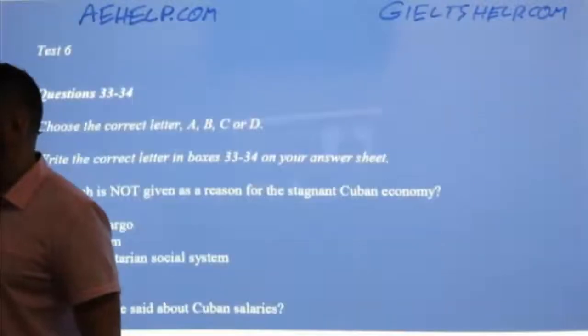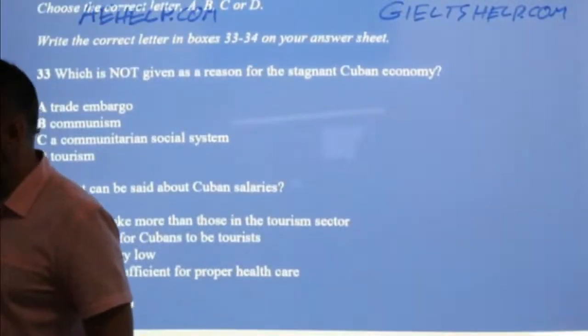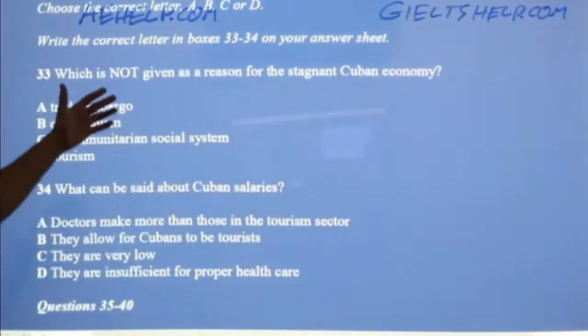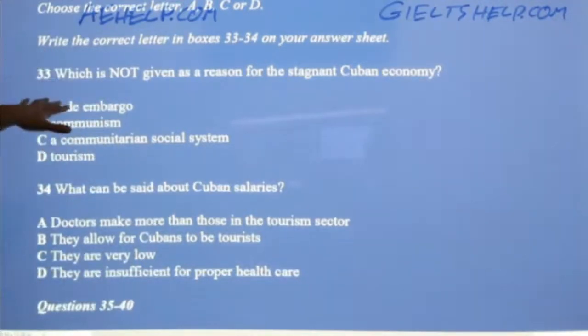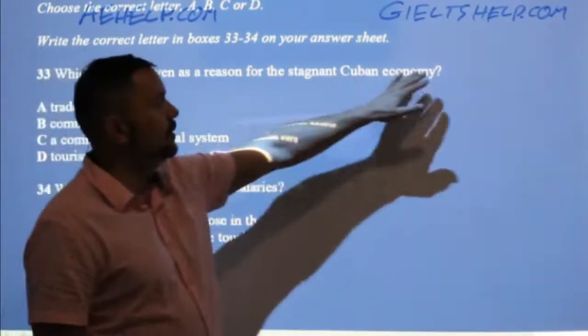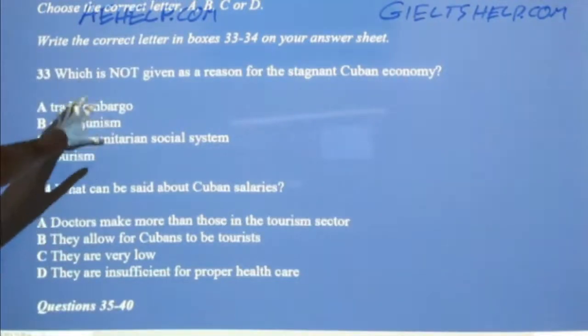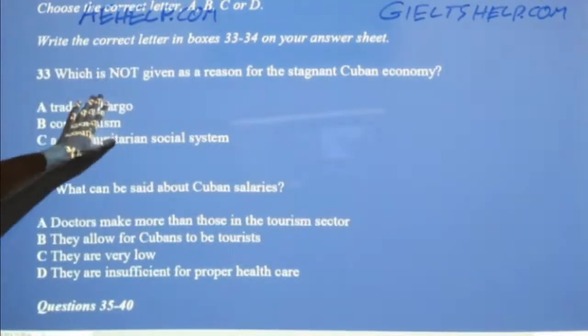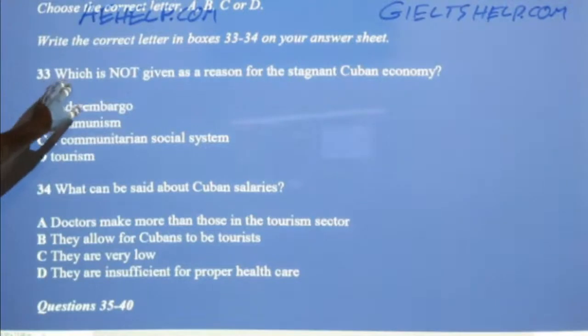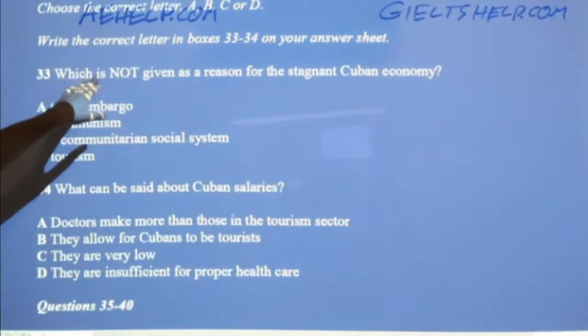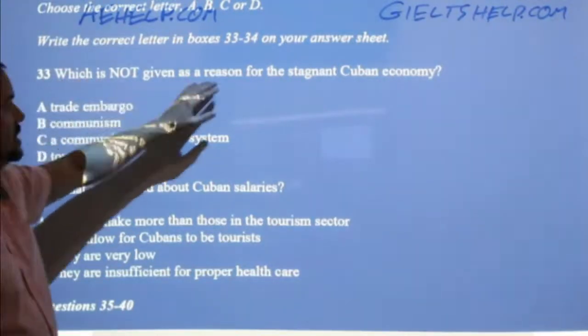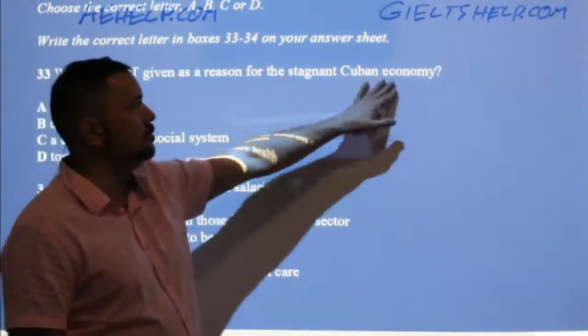It's fantastic. Okay, and then I'm looking at the questions after the passage, and I see that this set here, it's multiple choice. Multiple choice, I only read the question. I don't read the choices because the choices can confuse me and lead me down the wrong path. So I'm just going to focus my eyes on the question, which is not given as a reason for the stagnant Cuban economy.